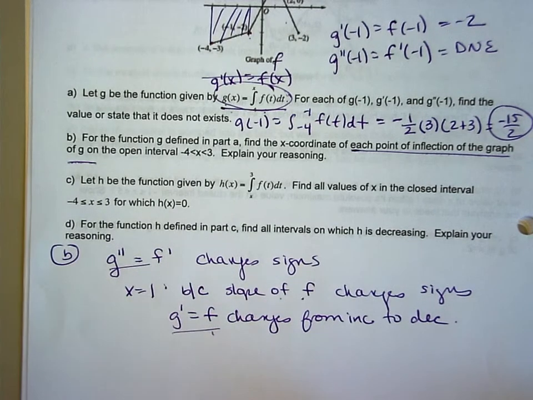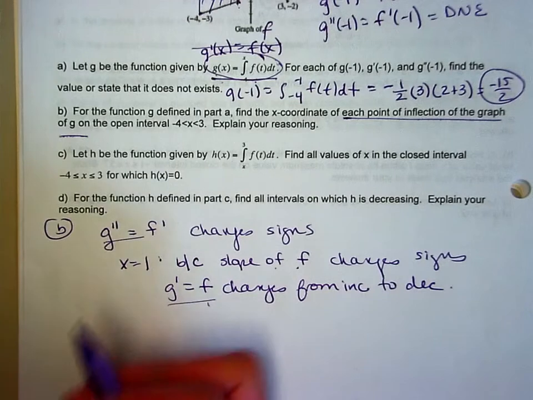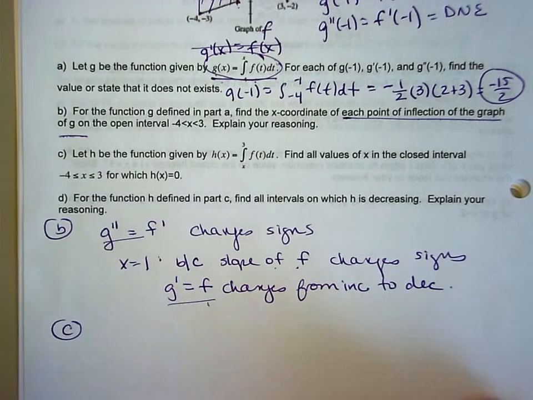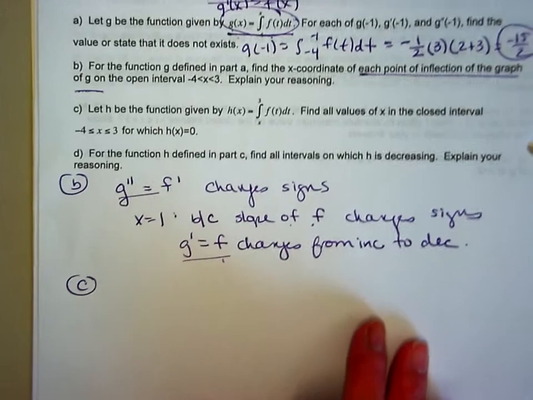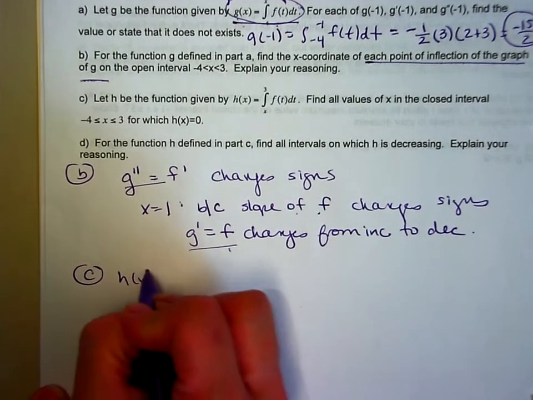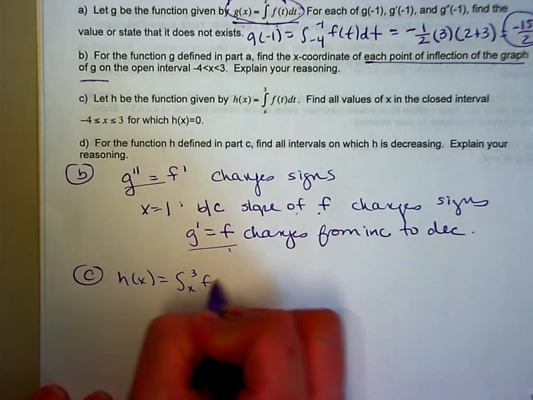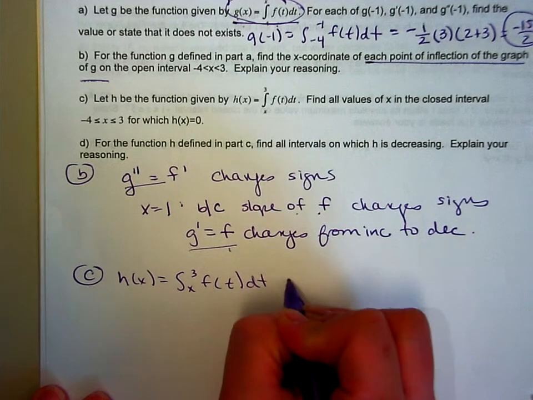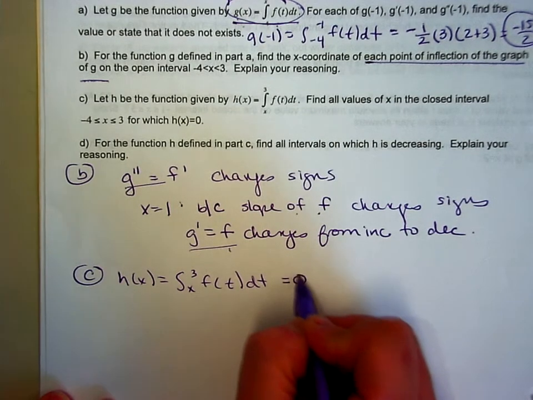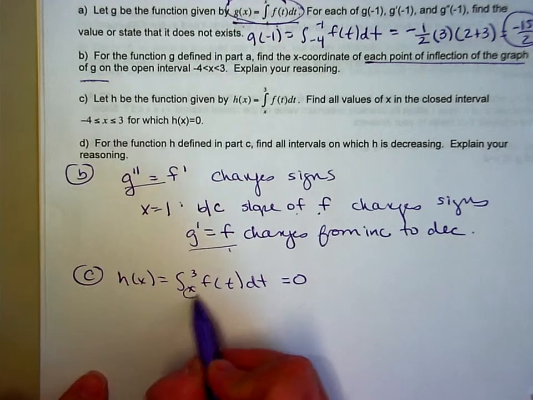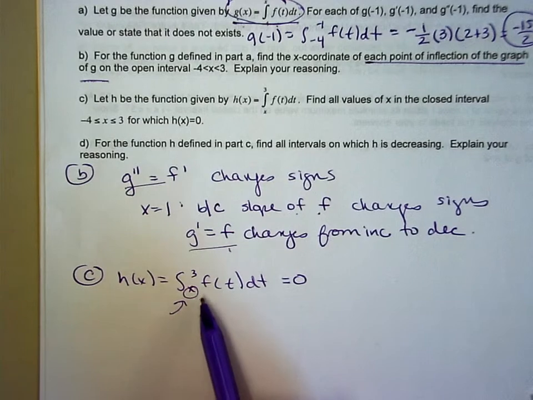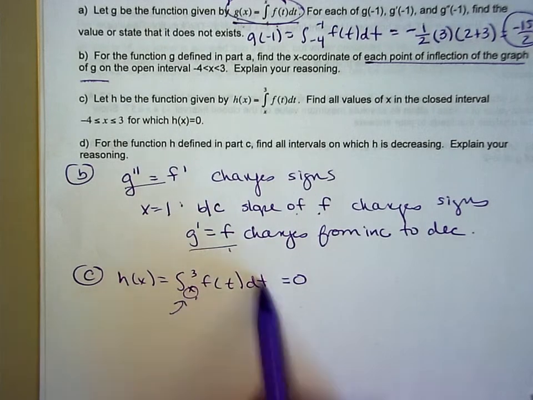Okay. Part C. Find all values of x such that h of x is equal to 0. So they told us that h of x is this integral right here, and they want to know, when is this equal to 0? Okay, there's no work to be done on this problem. You're just going to do this by looking at the graph and coming up with it algebraically. So you have to figure out what can x be so that this integral is 0.